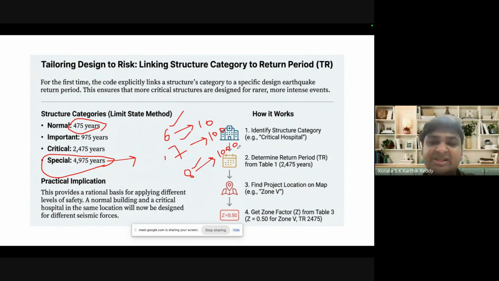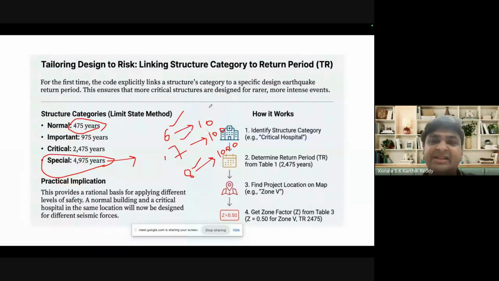For temporary structures, it's useless. It's a waste of your money. It's a waste of your time if you are actually building it for a huge return period. So for temporary structures, you need not even take 475 years. You can hardly take 72 years. And for permanent structures and structures with post-disaster importance and all, that can be given a very high return period.